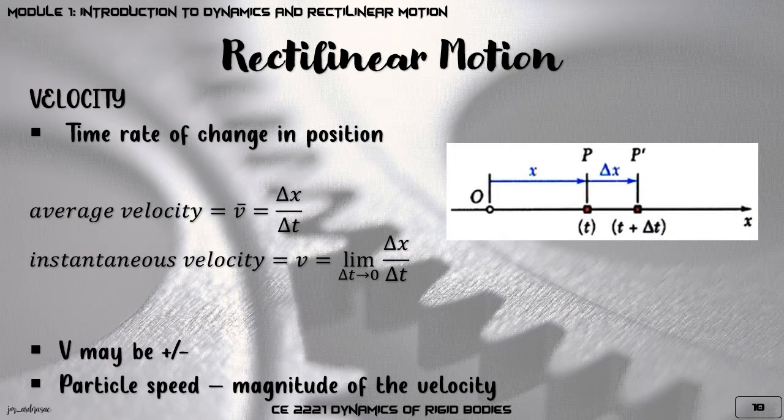So in our figure, we have point O as our reference point. At a certain time t, it has an equivalent distance of x. And from point P to P prime, there is also a change in position, which is delta x. And the time to travel from P to P prime will be our delta t.